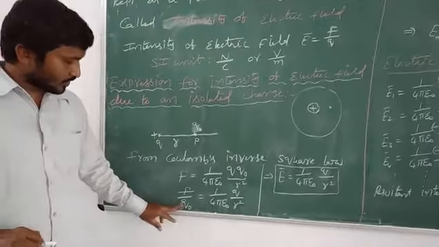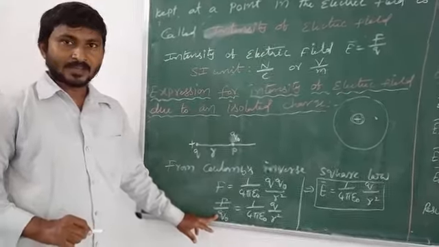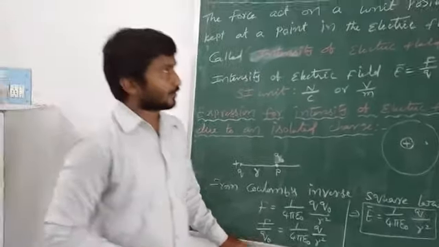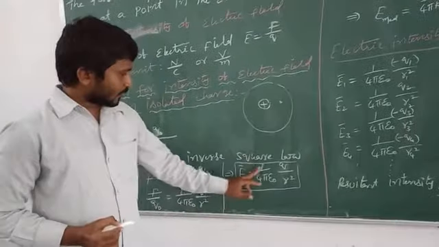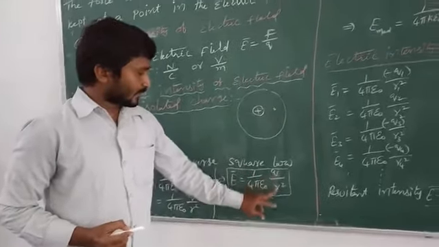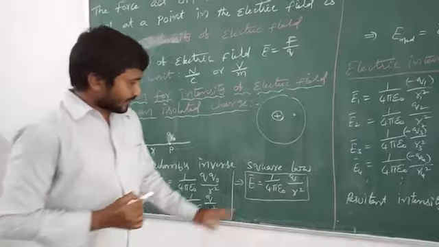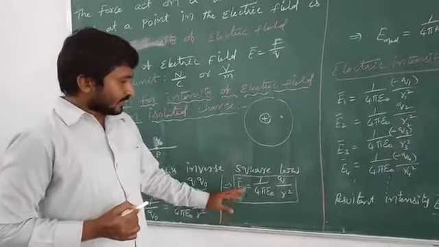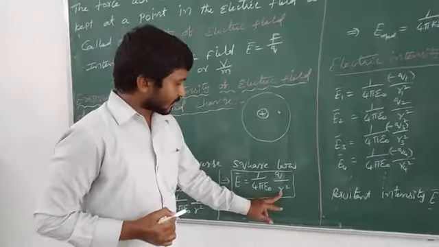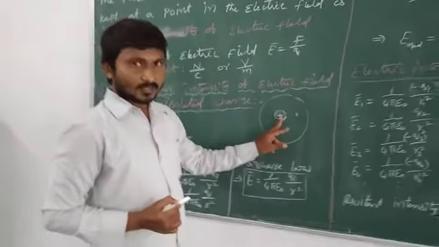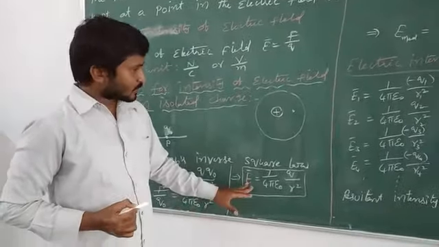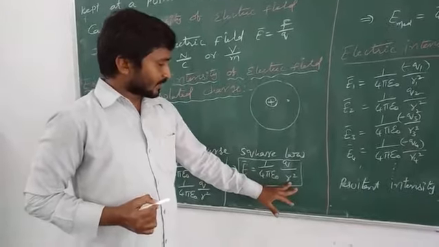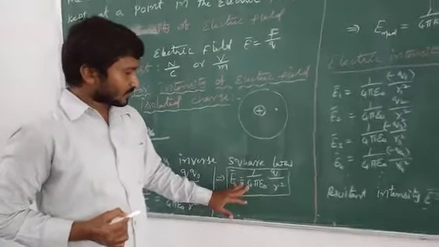What is this? Force acting on unit charge, that is the intensity of electric field. Therefore, intensity of electric field E bar equals 1 by 4 pi epsilon naught Q by R square. This is the expression for finding intensity of electric field at a distance R from the charge in vacuum. In air or vacuum, to find out the intensity of electric field at some distance R due to a charge, we use this formula.